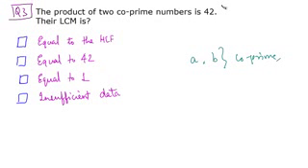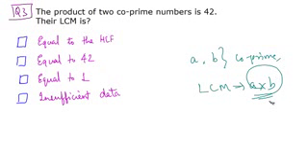Well, it turns out that if a pair of numbers or a group of numbers are co-prime, then their LCM is nothing but the product of these numbers. So their LCM is anyway going to be A times B. In this case, you are already given this product, which is 42. So LCM is 42. Hence our answer is option B.